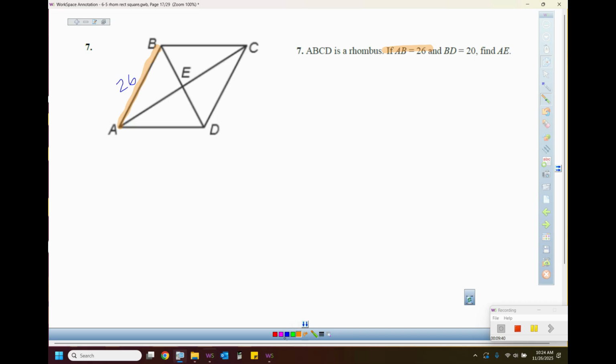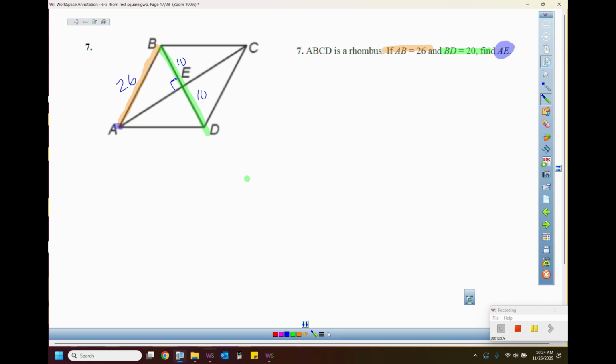Interesting. B to D is 20. So let's put that in. And I don't really want to put a 20 in the picture. I'm going to do a 10 and a 10. That, to me, makes more sense, and I can only do that because the diagonals perpendicularly bisect each other. Since I said perpendicularly bisect each other, I'm going to put that right angle box in there because I know that's going on.